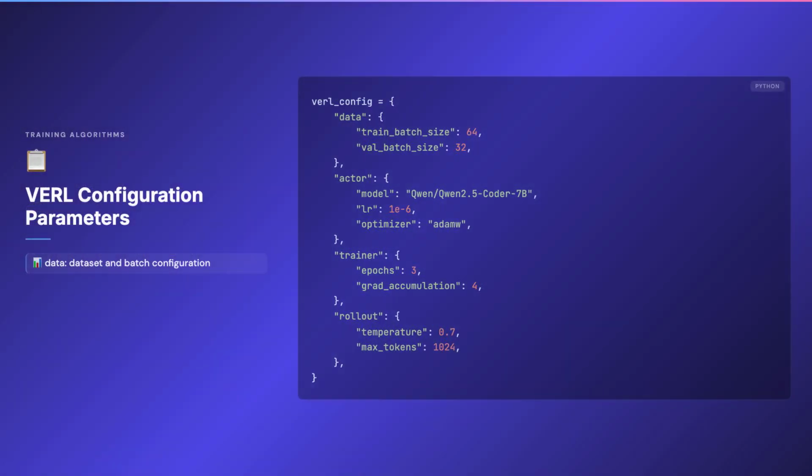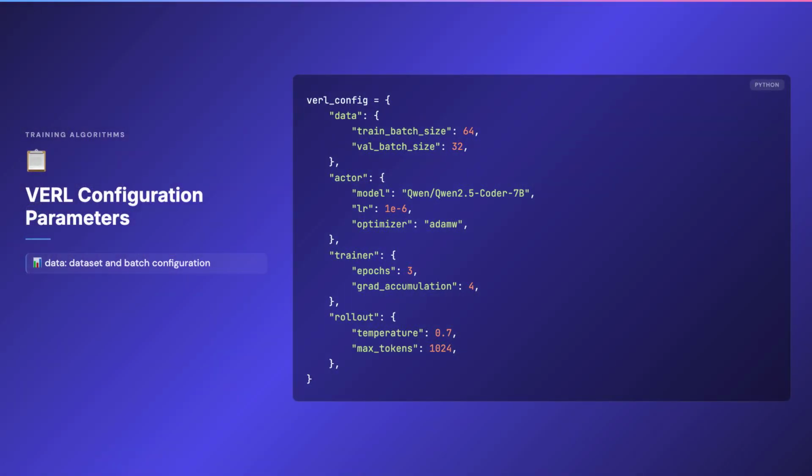VERL configuration has 4 main sections. The Data section configures your dataset and batch sizes.